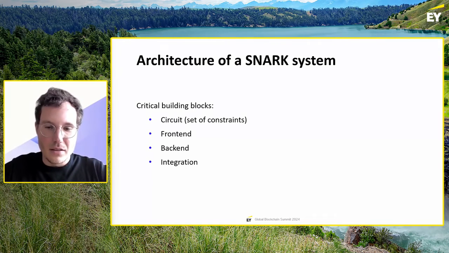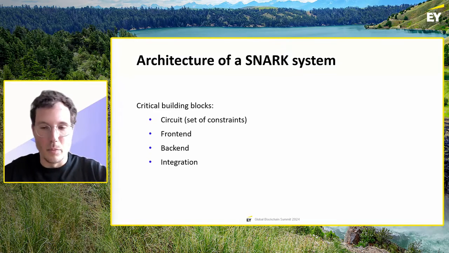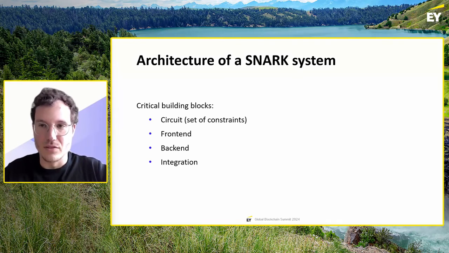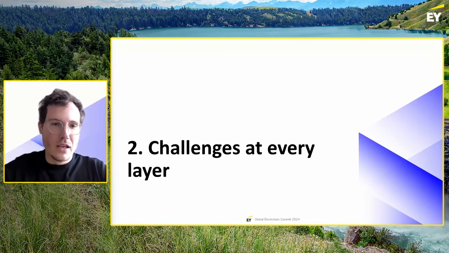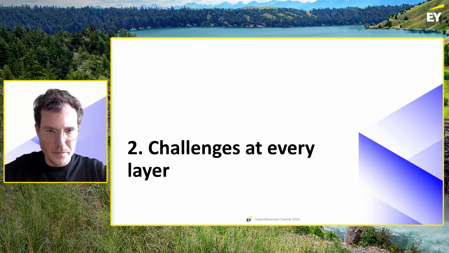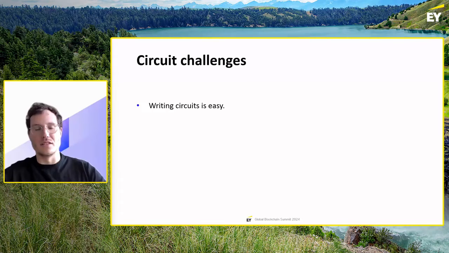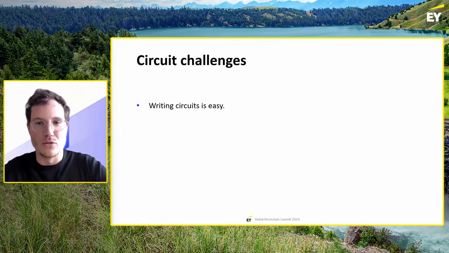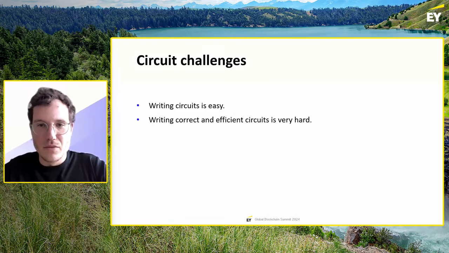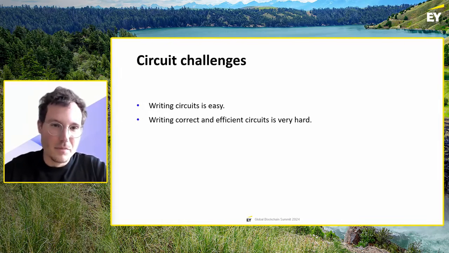Okay, so I believe I could show you that ZK systems are complex and are made of critical blocks, meaning the circuits, which is basically a set of constraints, the front end, the back end, and the integration. Now we will see that we can have some challenges for each and every one of those layers. The first one being the circuits. As you may know, writing circuits is fairly easy, but for a circuit to be correct and efficient, it's actually very hard. Why is it so?